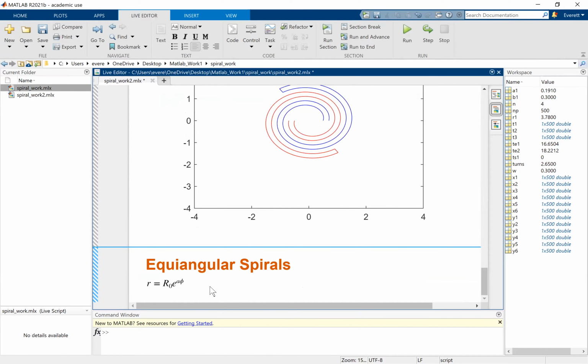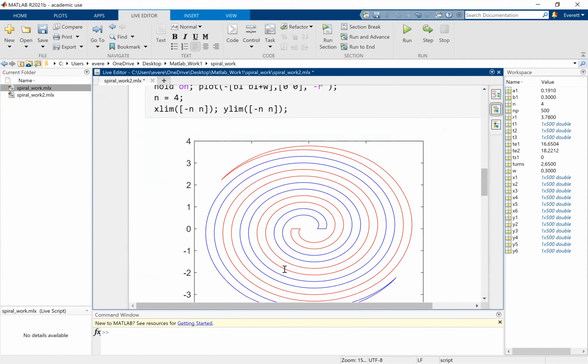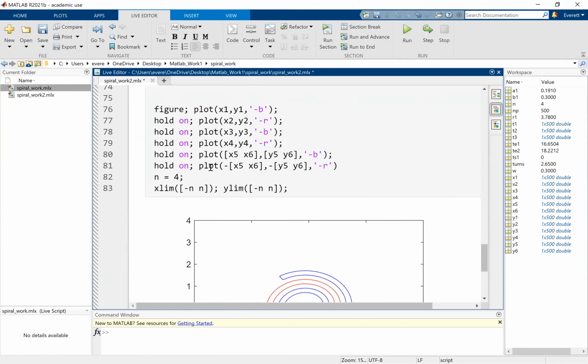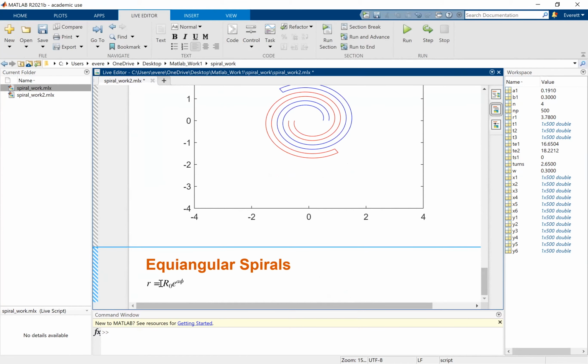Lowercase r equals r naught times e to the a phi. Well, r naught is actually our initial distance from the center. For the Archimedean spirals, we actually had to add that in as b here. But for equiangular spirals, r naught is just part of the equation. It's our initial distance. And then, of course, a here is our spiral factor. Again, the spiral factor is how fast the spiral grows outwards.